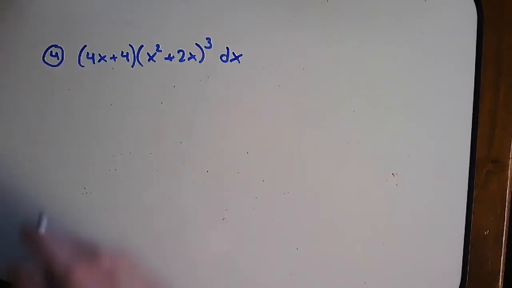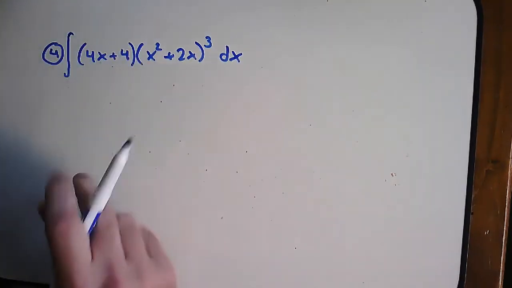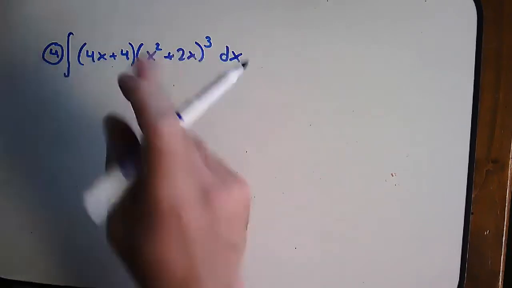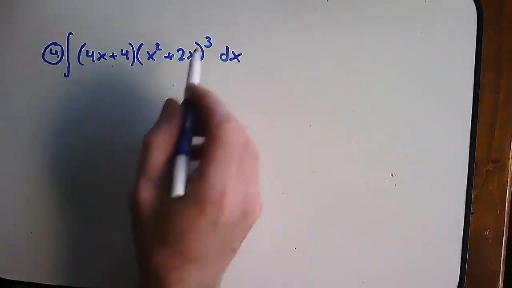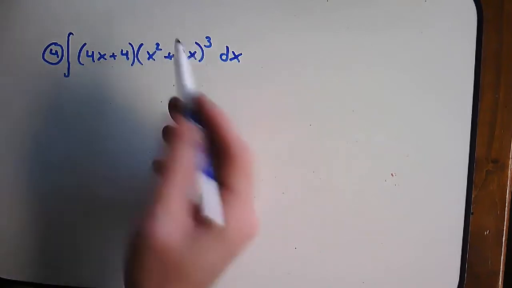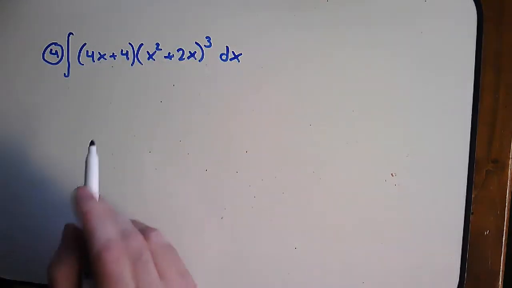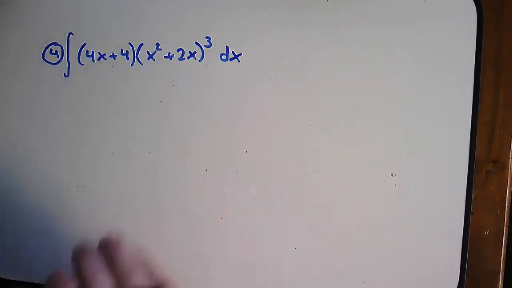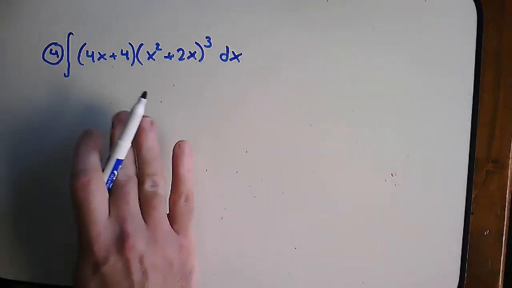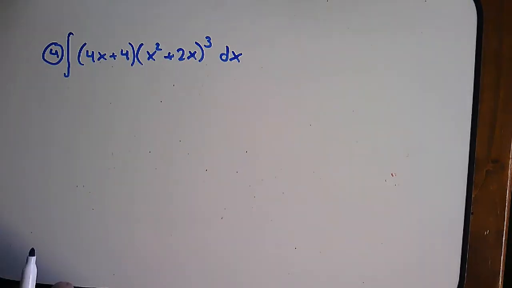Okay, one more thing I wanted to talk about for this problem 4. We have this (x squared plus 2x) to the 3rd power, and we definitely know we can't just slap a 3rd power on these two. Exponents don't distribute like that. But we might be tempted to multiply this out. Unless it's really, really simple algebra, don't do that.